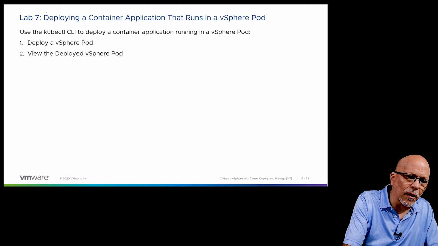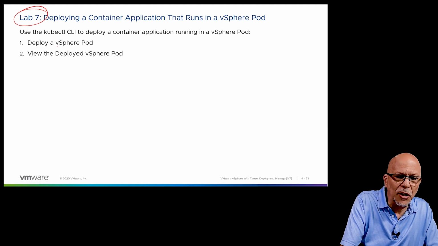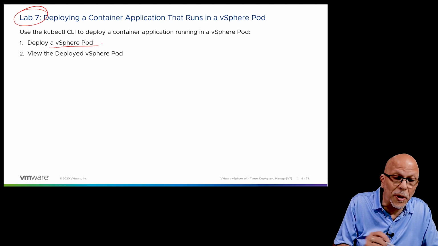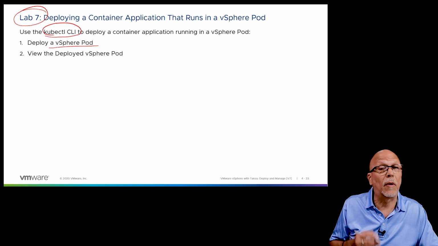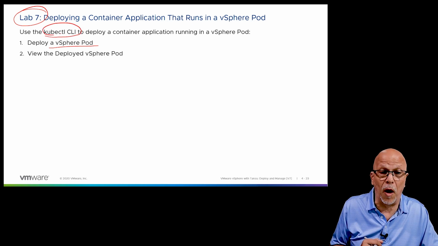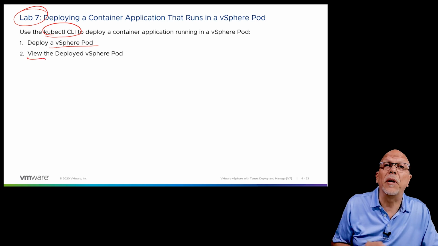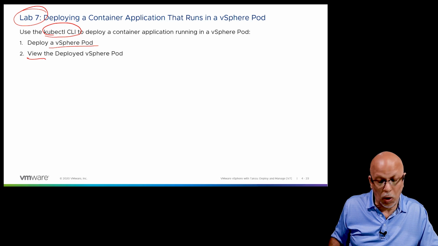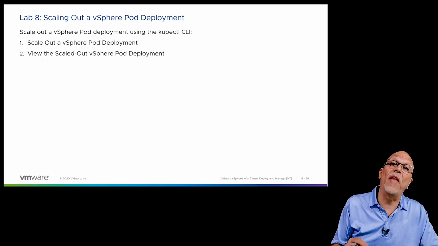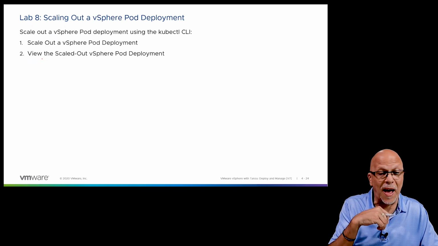So, as I said, lab number 7, go ahead and deploy the vSphere pod. You will be using the CLI to do that. That's the only way to deploy it. You can't do it via the HTML5 client. View it. That's going to be you taking a look in the HTML5 client and seeing that you can locate it. And then once you've done that, continue right on to the next lab, lab number 8.